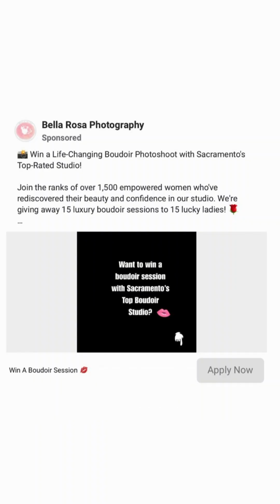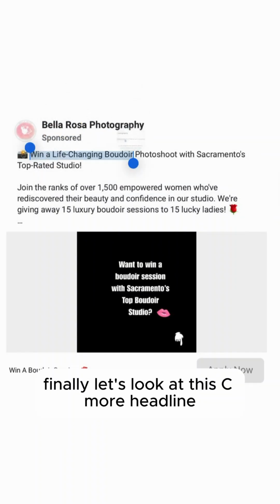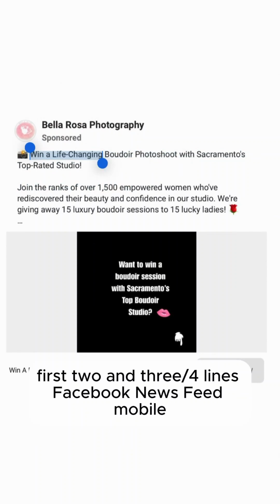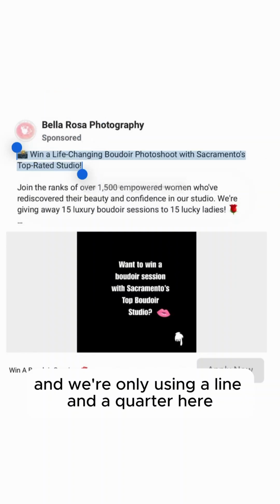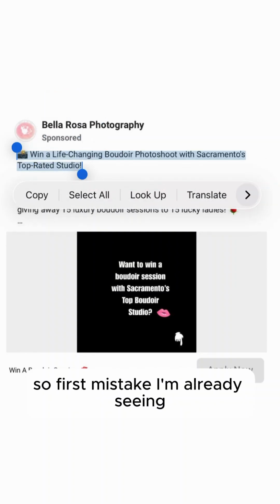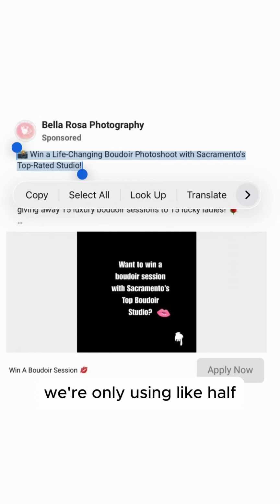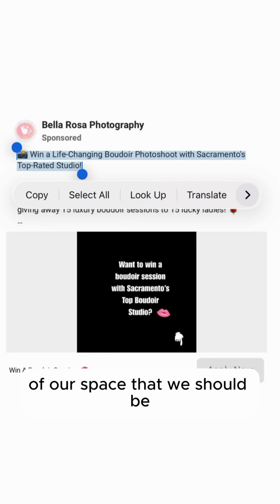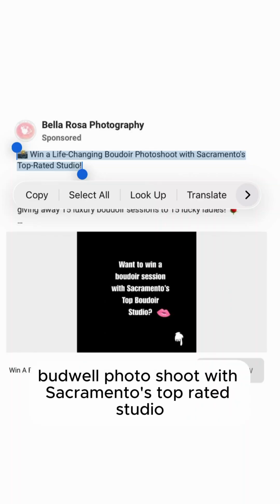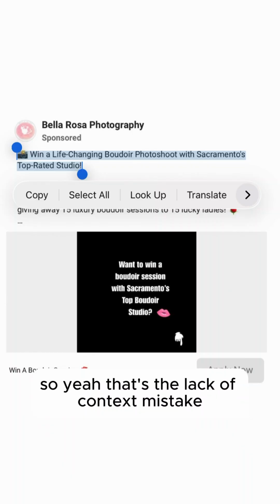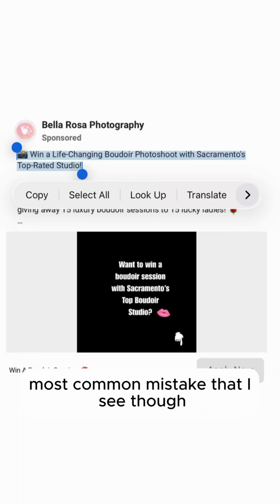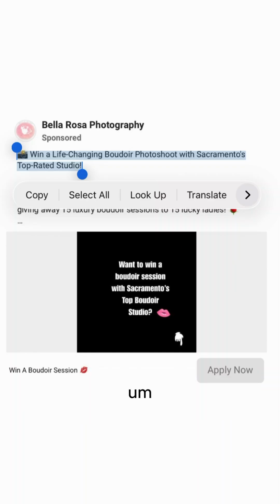Finally, let's look at this See More headline. First 2 3/4 lines, Facebook newsfeed mobile. And we're only using a line and a quarter here. So first mistake I'm already seeing is we're only using like half of our space that we should be. "A life-changing boudoir photo shoot with Sacramento's top-rated studio." All right, so we only got one contextual element here. So yeah, that's the lack of context mistake. Most common mistake that I see, though.